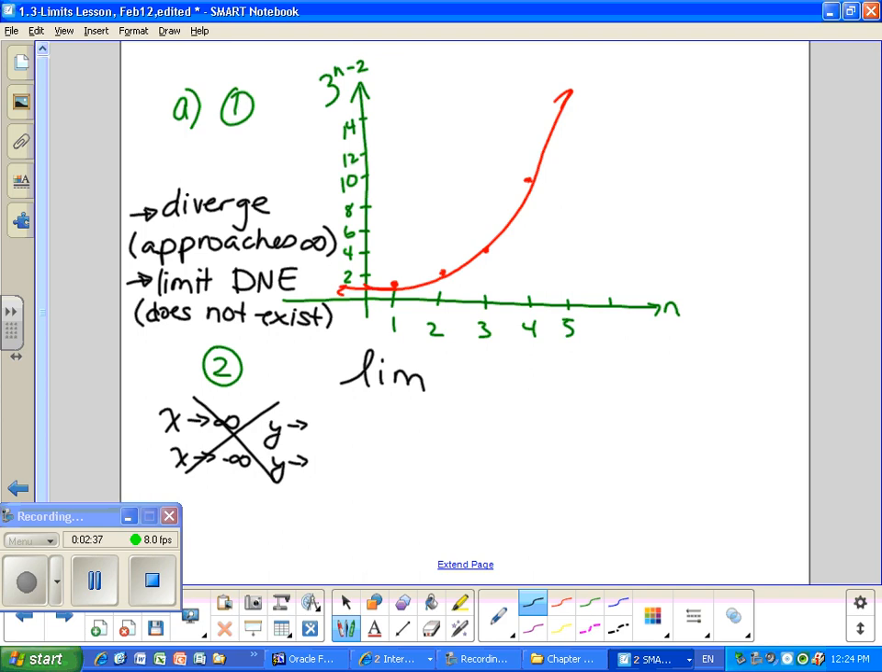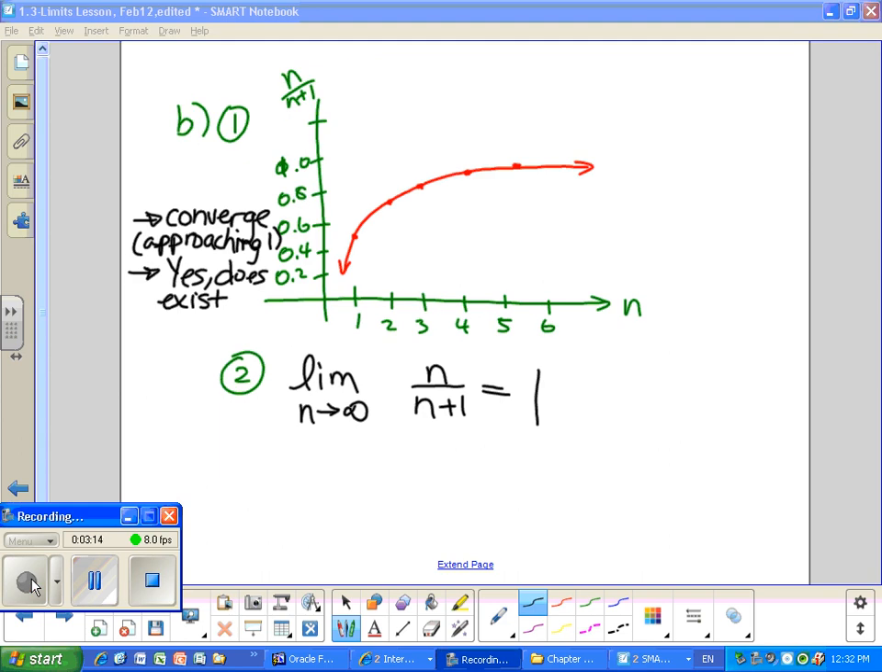What's our x variable doing? As we said, it diverged. Increasing to it. Good. So as x approaches infinity, is it x in this case though? Perfect. So as n goes to infinity of our function, did we give it a variable? Our function was 3 to the n minus 2. What did you say it diverged to? Infinity. So that's what the notation would be for that one.